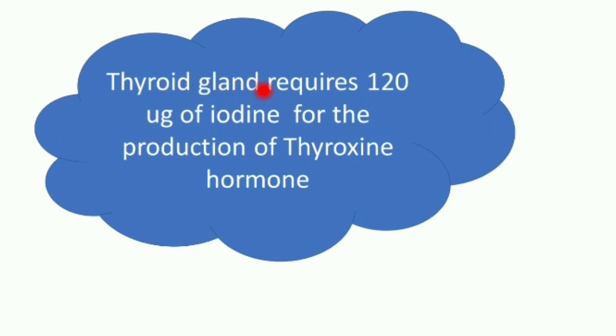The thyroid gland requires 120 micrograms of iodine for the production of thyroxine hormone. So daily we need 120 micrograms of iodine for the secretion of thyroxine hormone.